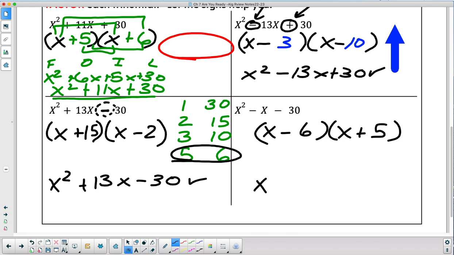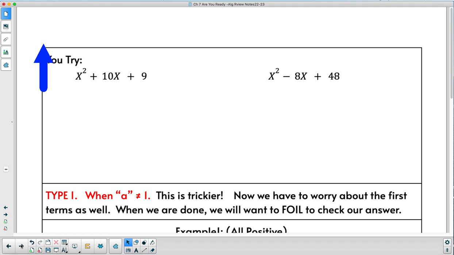So if my first is x squared, my outside is 5, my inside is negative 6. When I add them, I get negative x, or negative 1x, and I multiply them, I get negative 30. So I've checked my work. I've got that going on, and I'm going to go to our next page. Now, I want you to try this. Give it a try, shut me off, and see how it's going.